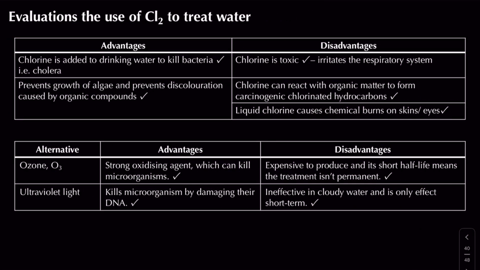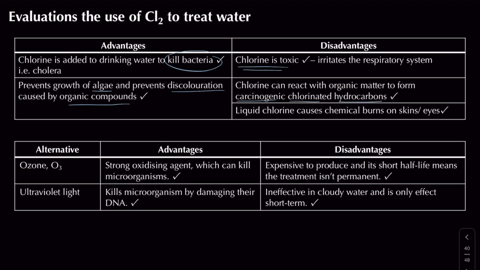So moving on then, we could be asked to give some advantages and disadvantages of using chlorine to treat water, as well as some alternatives as well. The main advantage is chlorine actually kills bacteria like cholera itself, making it safe to drink. It also prevents the growth of plant matter like algae, and it prevents any discoloration caused by these organic compounds decomposing in water. Some disadvantages though, of course, chlorine is going to be toxic and it irritates the respiratory system, and chlorine can also react with organic matter to form carcinogenic, which basically just means cancer causing, chlorinated hydrocarbons.